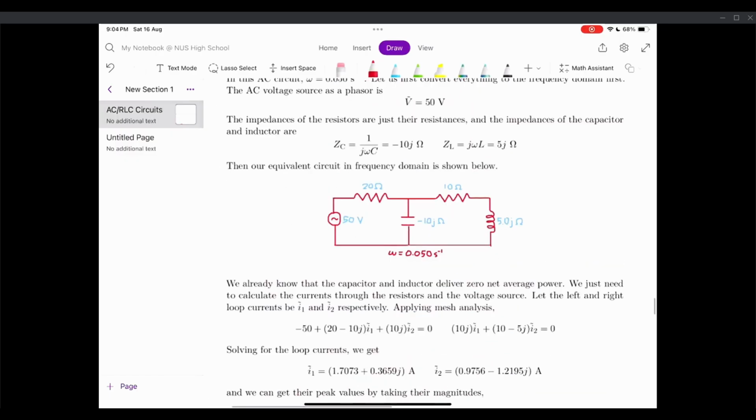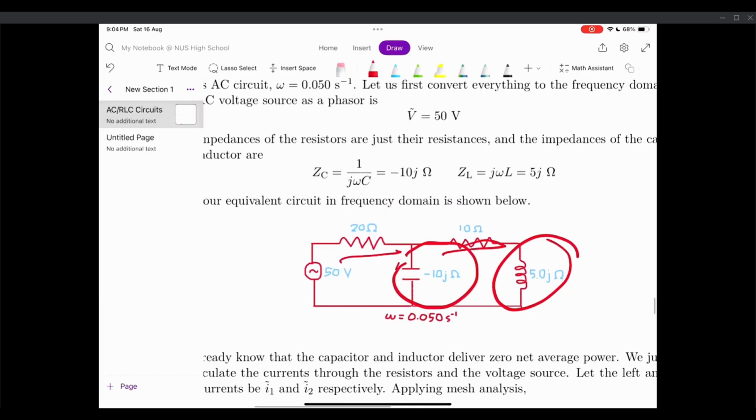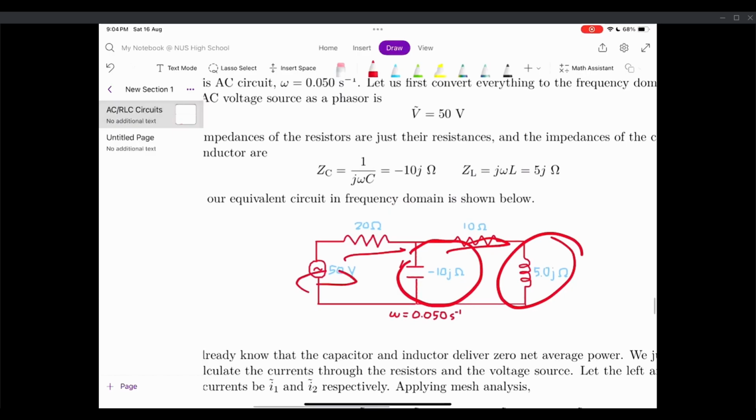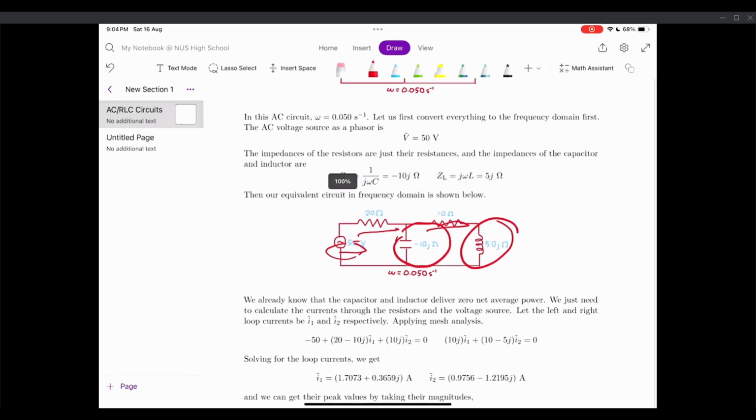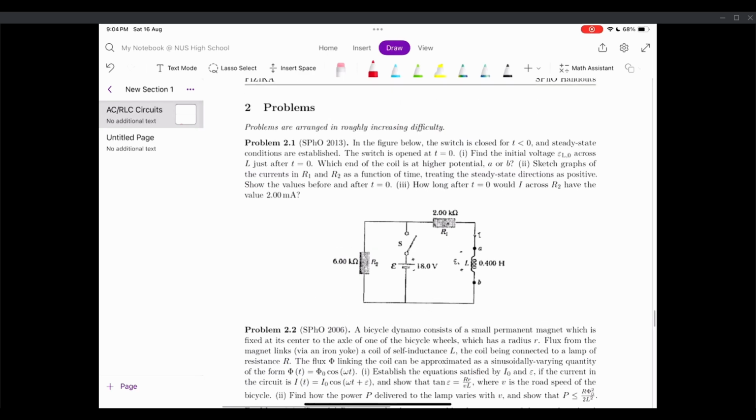And again, as I've elaborated just now, both of these components do not contribute any average power. So we only consider the resistors here, as well as the voltage source. You gotta remember that the voltage source contributes some power also. And that's basically the whole chapter. I wrapped it up in about an hour.